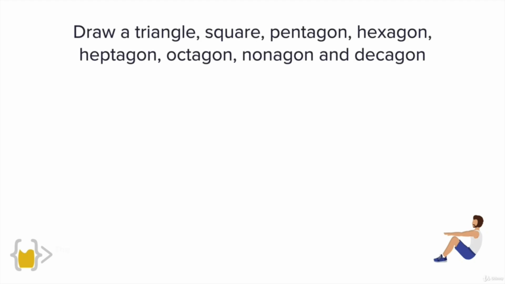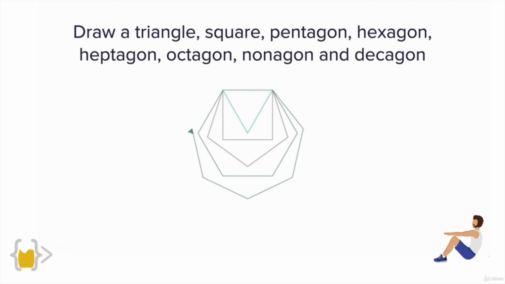In this challenge, you're going to be drawing a triangle, square, pentagon, hexagon, heptagon, octagon, nonagon, and decagon. So from a 3-sided shape to a 10-sided shape. Each of those shapes is going to be drawn with a random color, and each of the sides is going to be 100 in length. The final outcome should look something like this: all of these shapes overlaid on each other and drawn out in sequence.